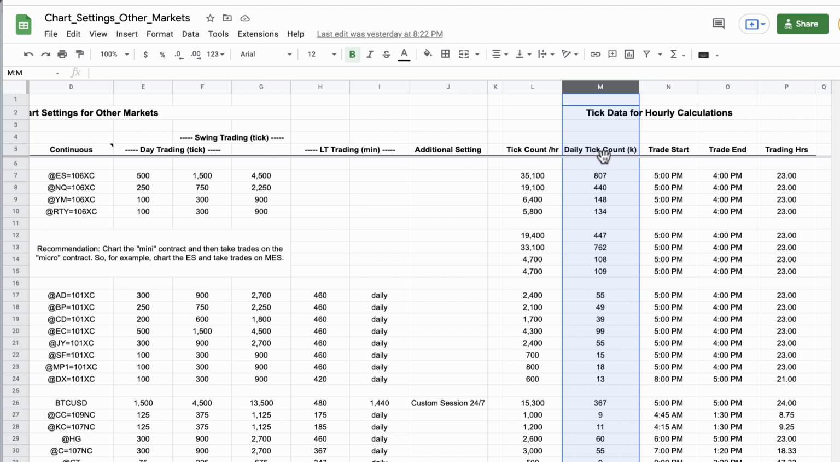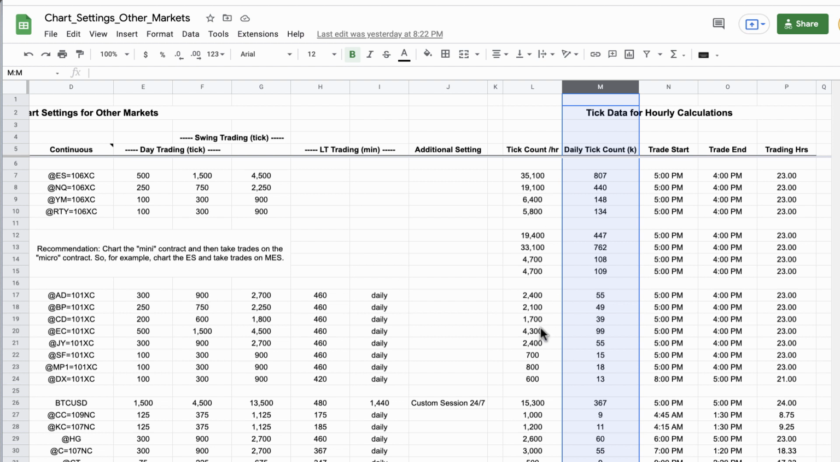So in the calculations here, I can calculate on average in the last year how many trades went through a day, and we have about 800,000 trades. So that's 807,000 ticks or trades happening a day. And if a day on average is 23 hours trading of that particular market, divide one by the other, and we get about 35,000 ticks or trades per hour.